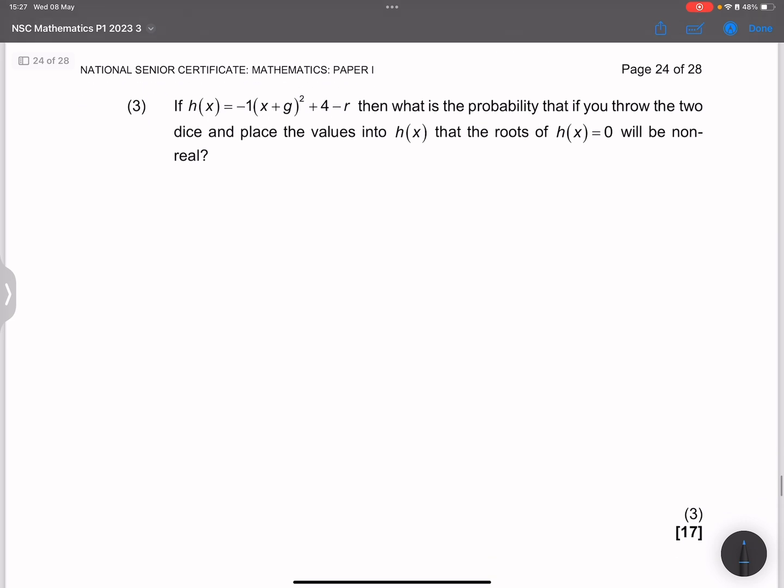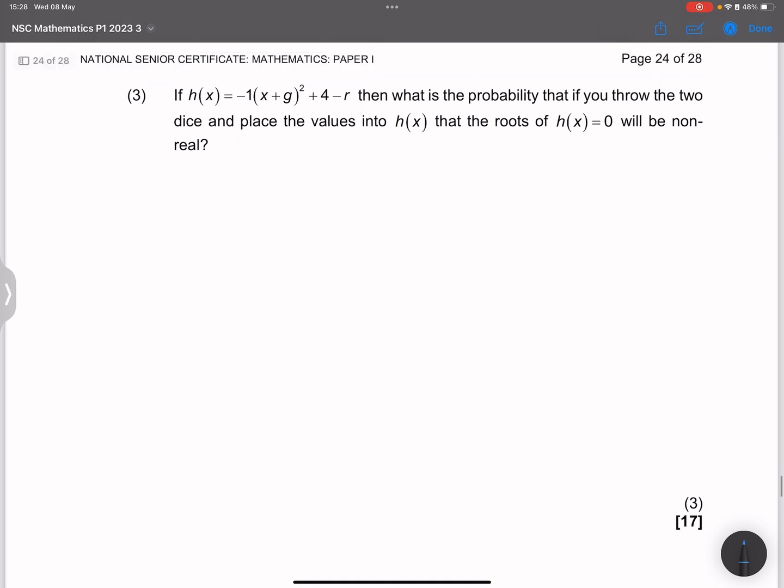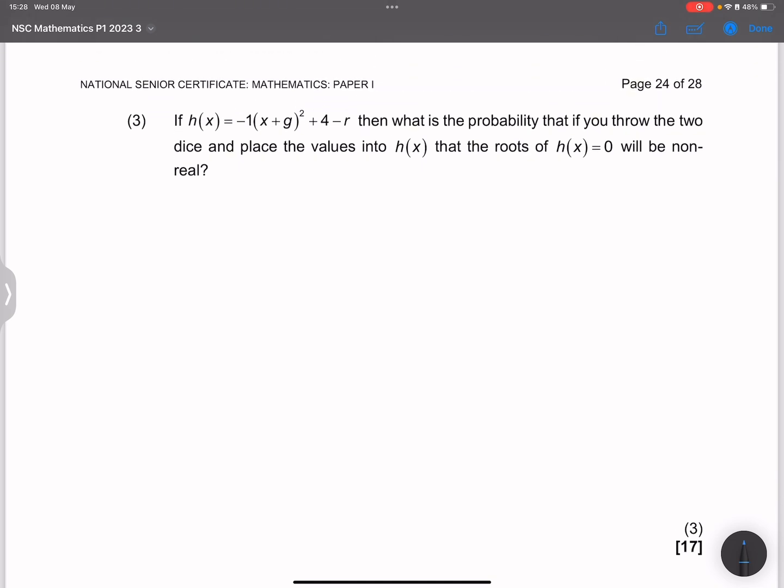Right, and so to the next one, they say if h of x is negative 1 times g plus x plus g, all squared, plus 4 minus r, then what is the probability that if you throw the 2 dice and place the values into h of x, the roots of h of x equal to 0 will be non-real. Now, ladies and gents, what I'm going to do is write this h of x as a quadratic expression, just a normal standard quadratic expression.